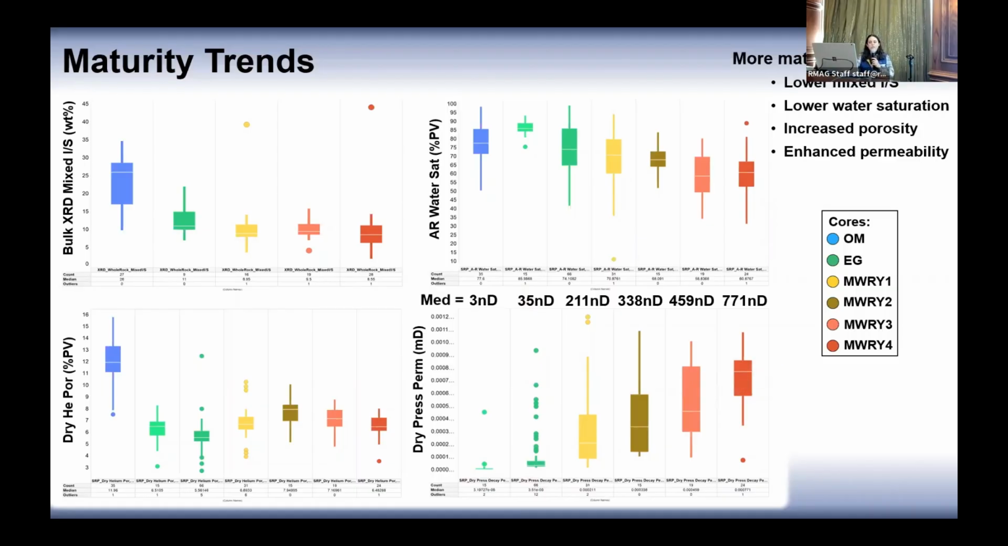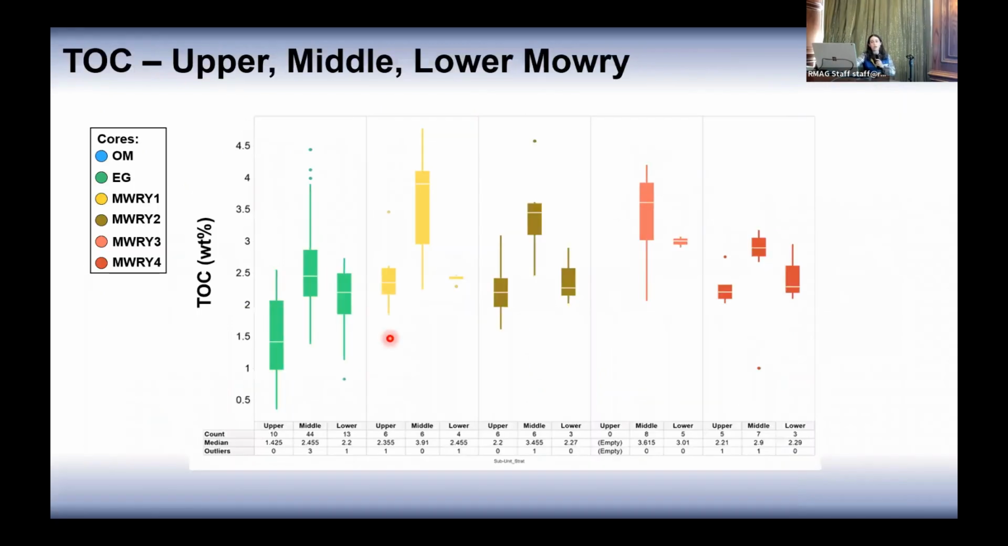And then you can start to break this apart and become even more granular and look at it in terms of those sequence stratigraphic subdivisions that we talked about before. So here I'm showing you colored by each core, upper, middle, and lower average values for, in this case, TOC. And so consistently you see that the middle Mowry has the highest TOC, followed by the lower Mowry, and then the upper Mowry has the lowest amounts of TOC. And that trend continues for every core. So regardless of where you go in the basin, that middle Mowry always has the highest TOCs.